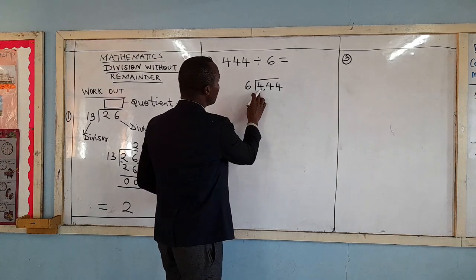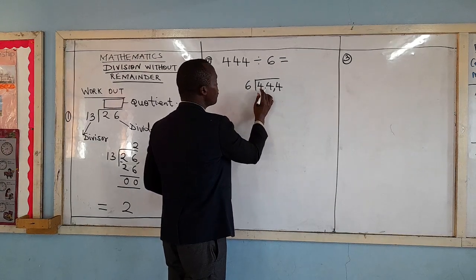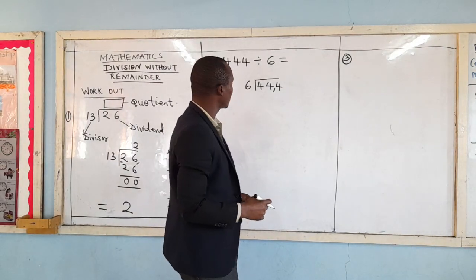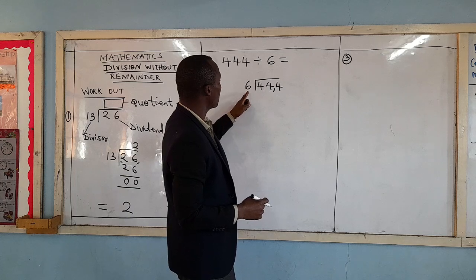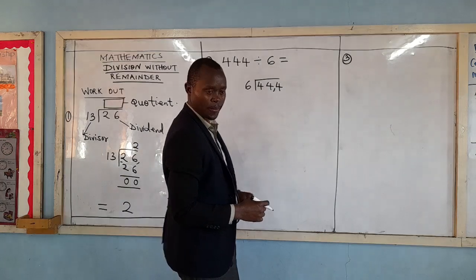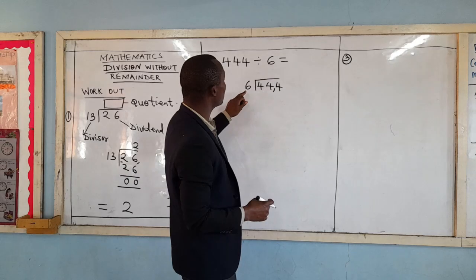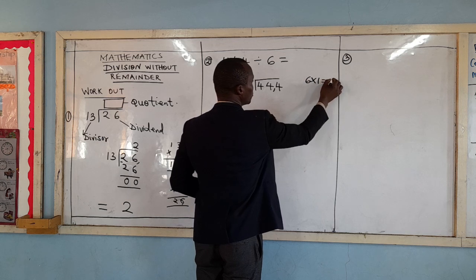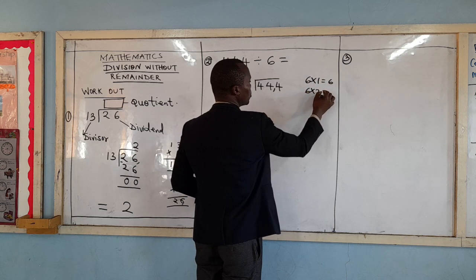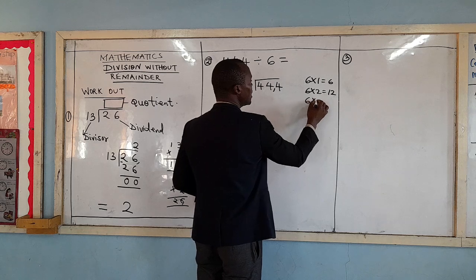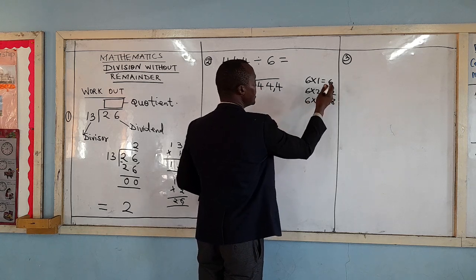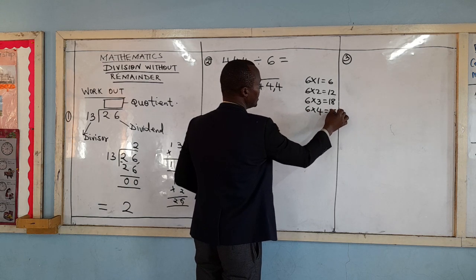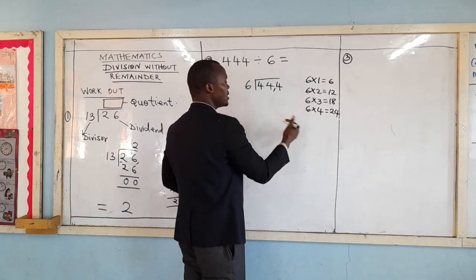So we will not consider 4, instead we will consider 44. Then we try to work out how many times 6 will go to 44. You can even make a multiplication table of 6. 6 times 1 is equals to 6. 6 times 2 is equals to 12. As you go down, remember we are making a table of 6, so we will add 6 as we go down until we get 44, or a number which is less than 44.